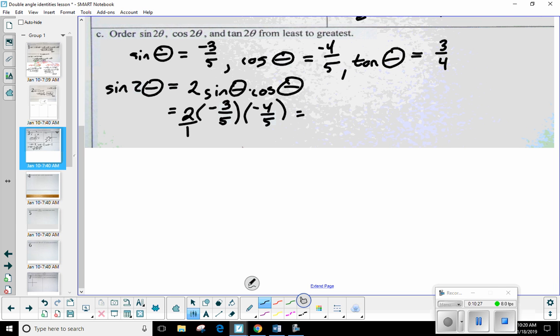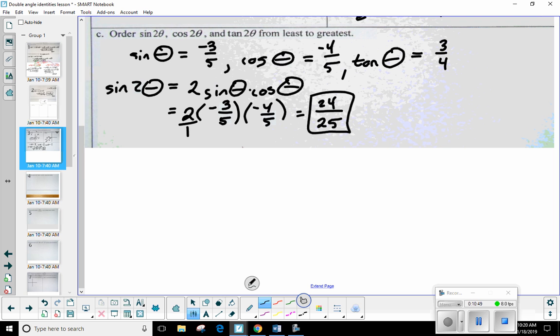Can anybody tell me what the product of those 3 ratios would be? It should be 24/25ths, and it is going to be positive, the 2 negatives. So 2 times 3 times 4, and then 1 times 5 times 5. Just like that, we've got sine of 2 theta.